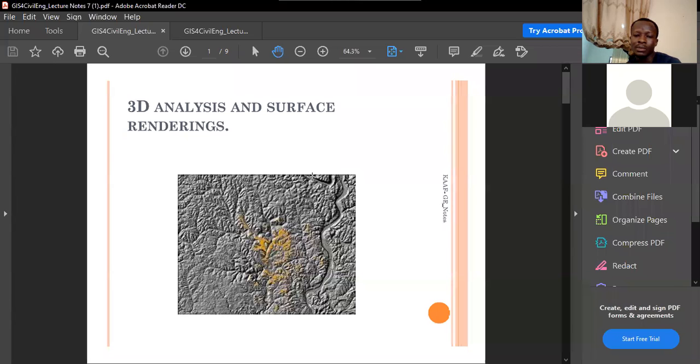On what I've talked about today: I've talked about network analysis, 3D analysis, surface renderings, and viewshed analysis. This is an introduction to actual surfaces. We're talking about what really constitutes a surface. We'll talk about that, so there's more to this topic.